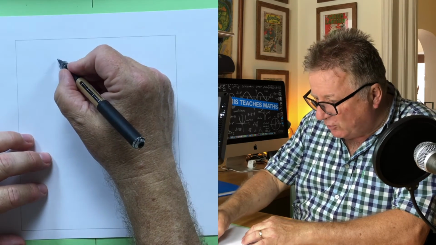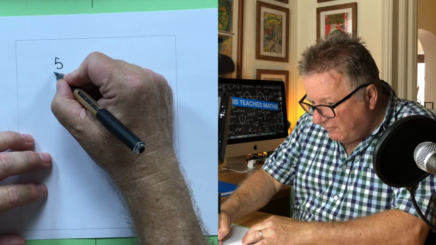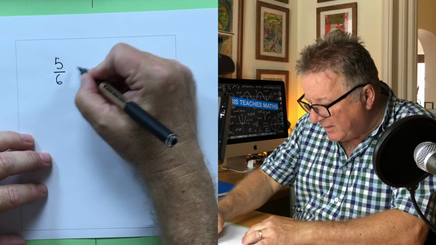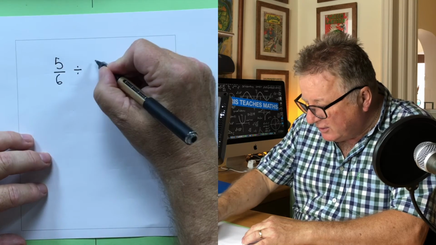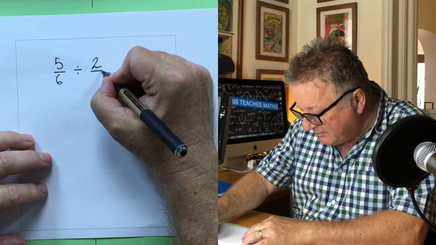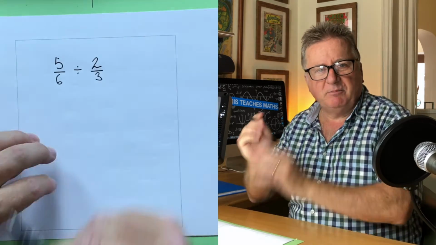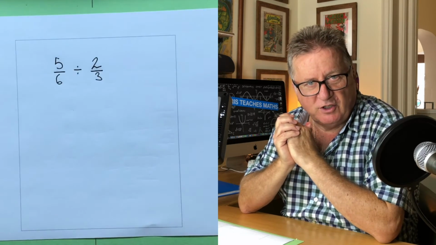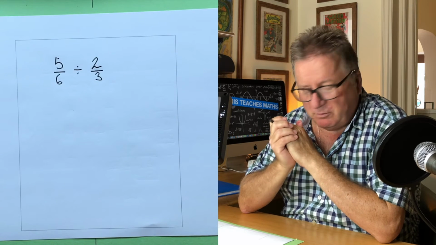What you'll find is more of a complication is division of fractions, and the examiner's reports often show that students struggle with division of fractions. So let's look at an example. 5/6 divided by 2/3. Okay, so this is a method you're going to have to learn and remember, and there's different ways of remembering this.